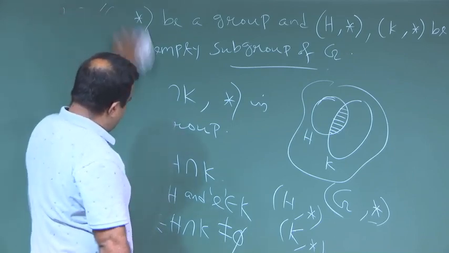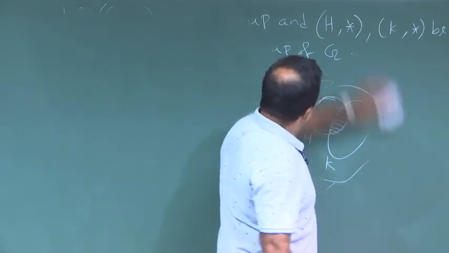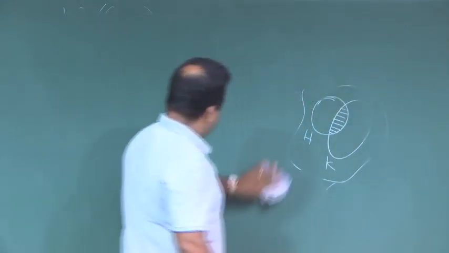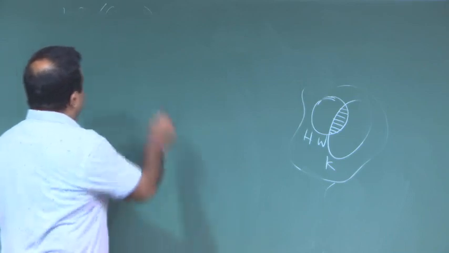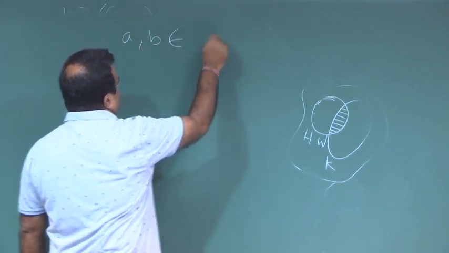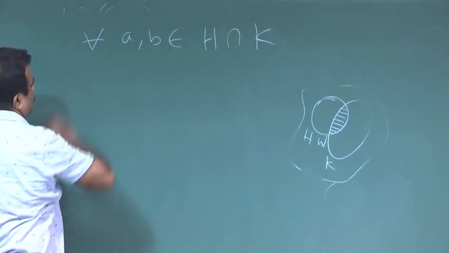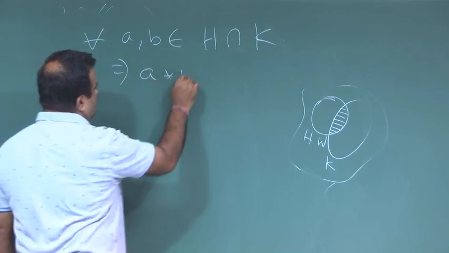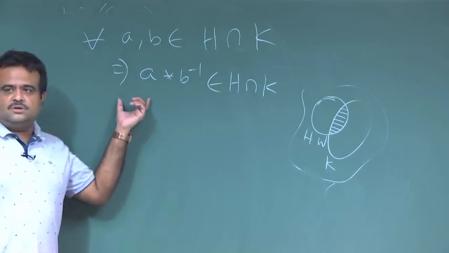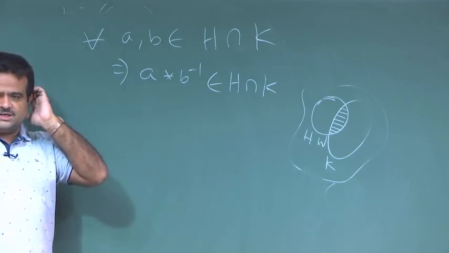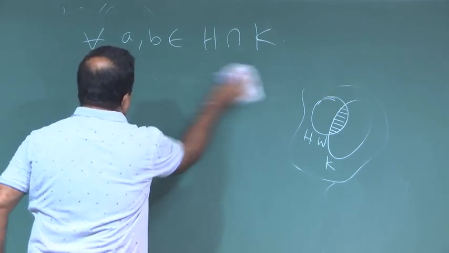Now, we need to show that W is a subgroup of G. For that we will use one of the necessary and sufficient conditions to show W is a subgroup of G. So, we take two elements from W, and then we need to show that for all A, B from W, A star B inverse is in W. Then we are done. We remember this is one of the necessary and sufficient conditions for a subset to be a group. So, we want to show this.